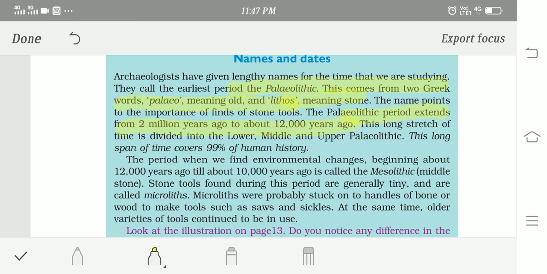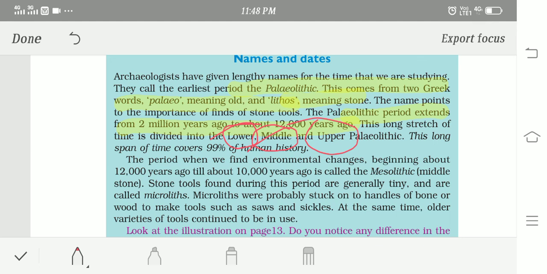Then this long stretch is divided into 3 groups: lower, middle and upper Paleolithic. This long span of time covers 99% of human history, and the remaining 1% is covered by the remaining 2 ages which we are studying. To make it easy to understand history, we divide it into different small portions.